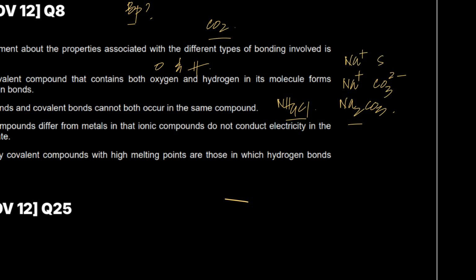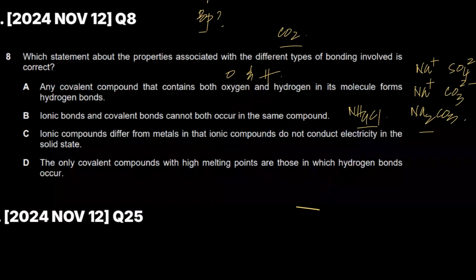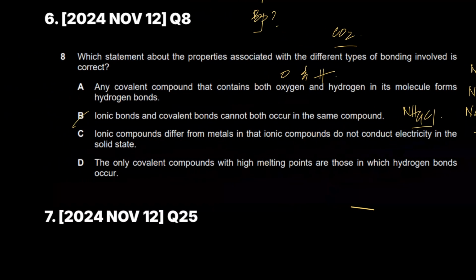Sodium ion being bonded to the sulfate ion, you have ionic bonding, Na2SO4, ionic bonding as well as covalent bonding right here. So in the same compound, you could have ionic bonds and covalent bonds. So B is absolutely incorrect. C: Ionic compounds differ from metals in that ionic compounds do not conduct electricity in solid state. Oh, this is absolutely correct. I know that ionic compounds don't conduct electricity in the solid state. They conduct in molten and aqueous, and metals do conduct electricity in the solid state. So C should be the correct option.